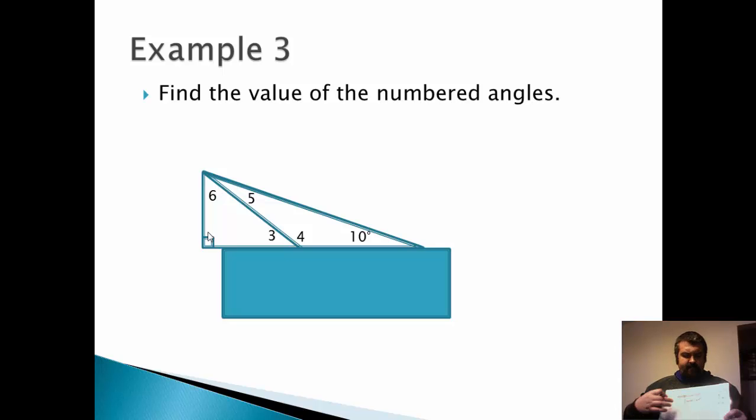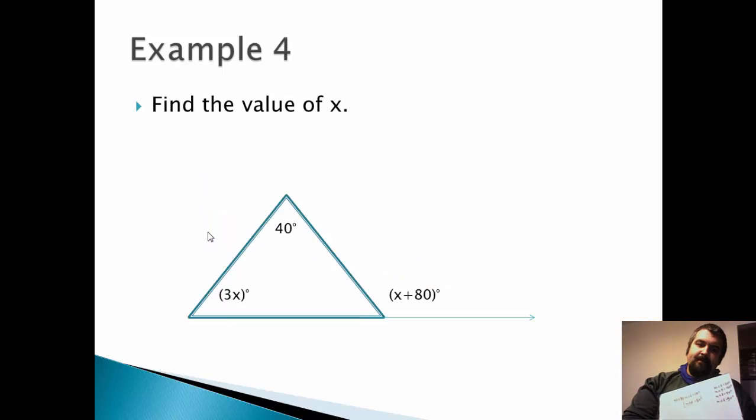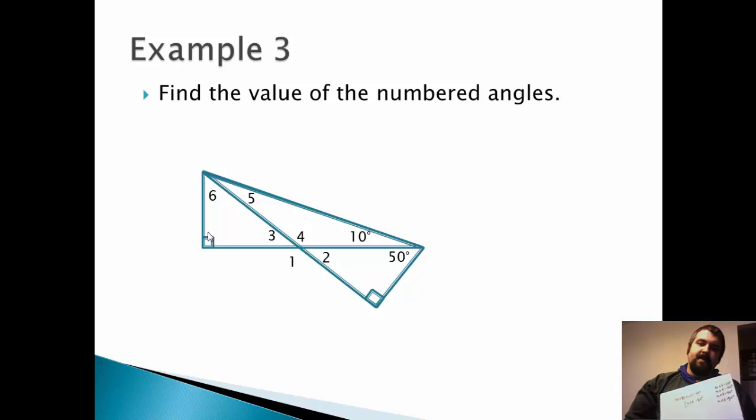And you should get, if done correctly, 60 degrees. Hold on. If done correctly, you should get measure of angle 6 to be 50 degrees. See, we all make mistakes. Whoops, my bad. Moving on. So I still have angle 1 and angle 2 to take care of.